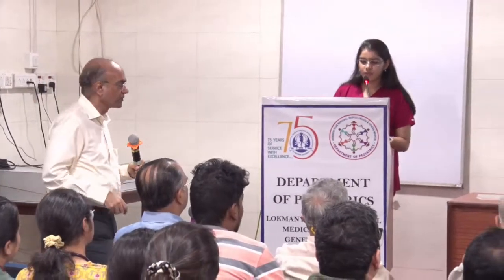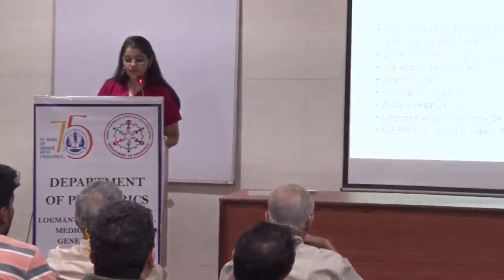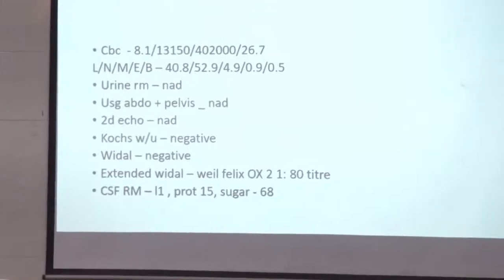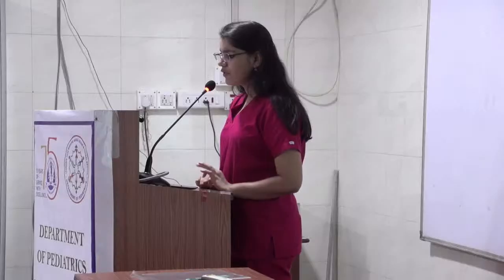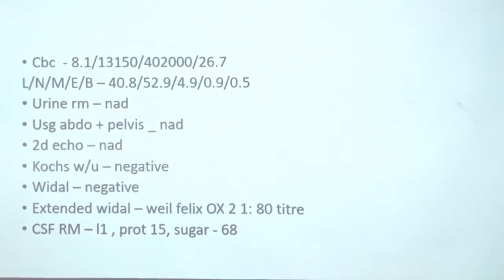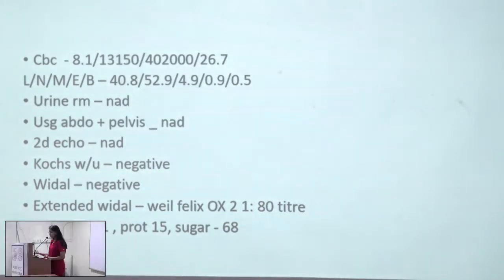Urine routine microscopy in this admission was within normal limits. USG abdomen plus pelvis also within normal limits. 2D echo, NADC workup was also done, which is negative. Vidal was done, which was negative. Extended Vidal had Weil-Felix OX2 titer of 1:80, which is not significant. Lumbar puncture was done, and CSF studies showed lympho 1 cell, protein 15 and sugar of 68.